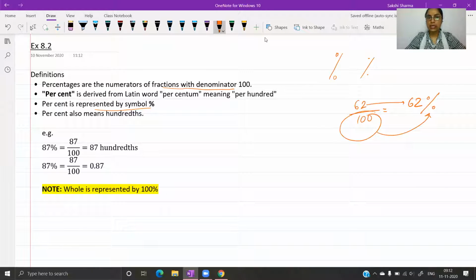So percent actually means per 100, out of 100. So simply stating, if we know what percentage is, like when you calculate your percentage score, the reason is you want to find out how much is your score out of 100. This is what we want to find out.